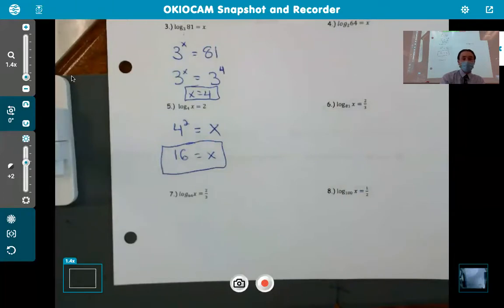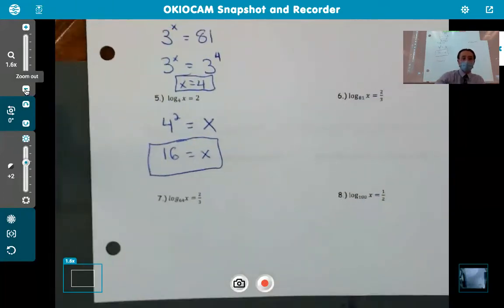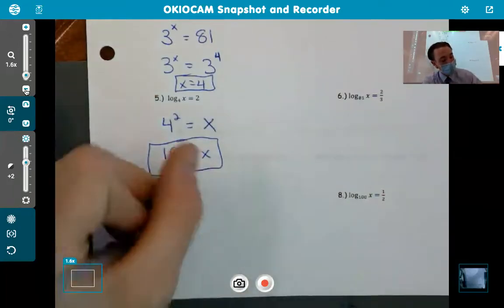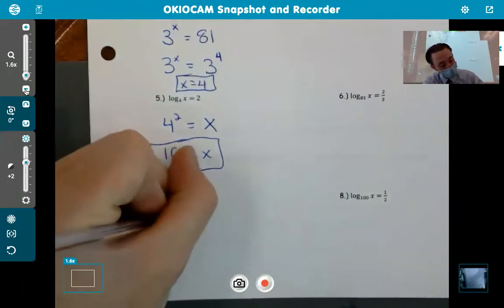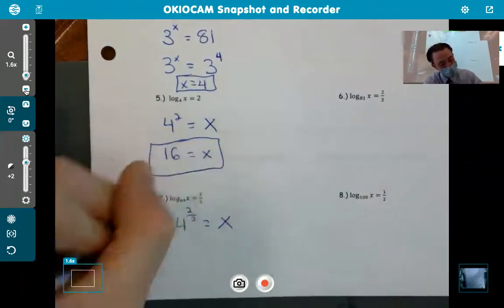How would I rewrite that so it's in exponential form? So my first step here, number 7, how would I rewrite that? Right. So x equals 64 to the power 2/3, or 64 to the 2/3 equals x. Either way.